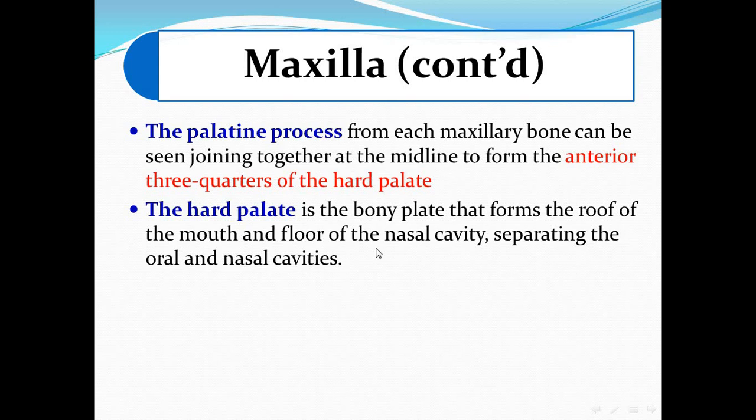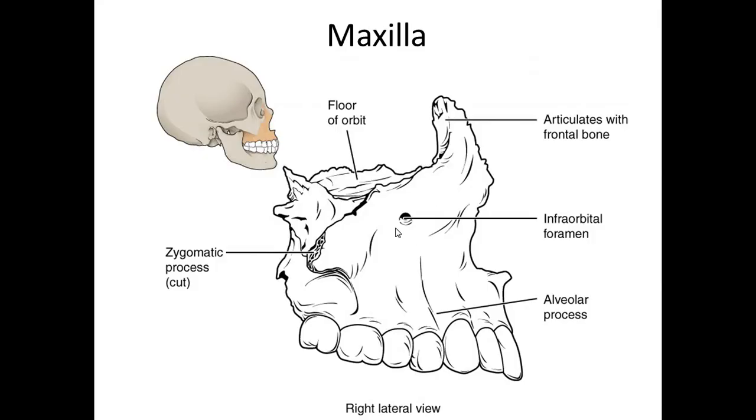So the hard palate is the bony plate that forms the roof of the mouth and floor of the nasal cavity, separating the oral cavity from the nasal cavity. This is an isolated maxilla diagram to show these small structures of the maxilla.